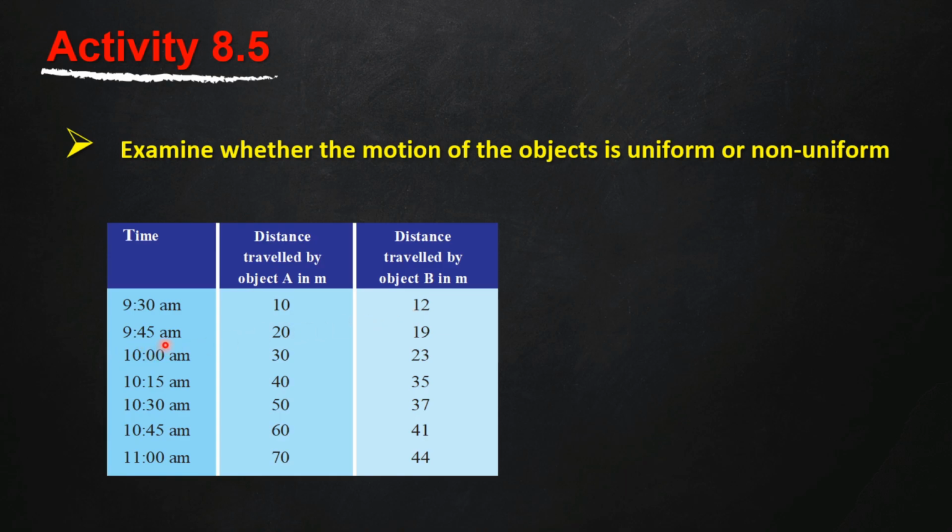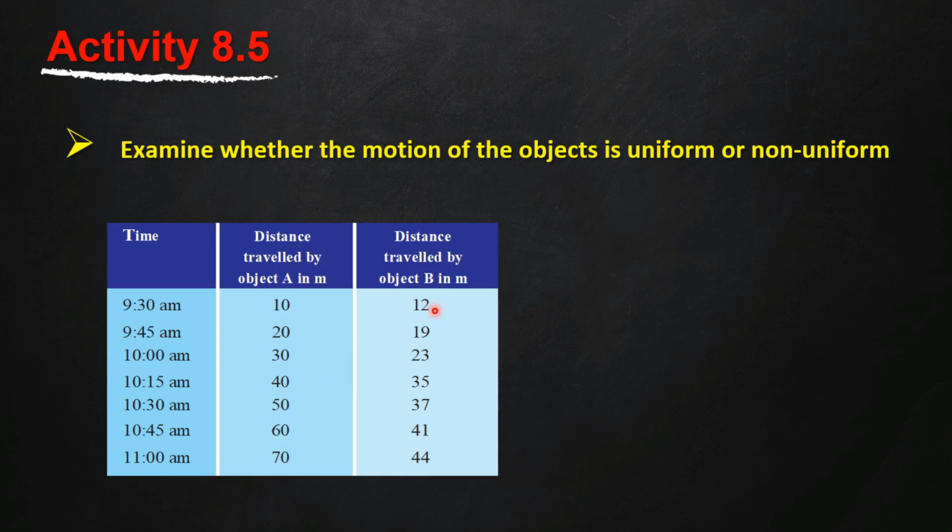At 9:45, that means after 15 minutes, object A is at 20 meter and object B is at 19 meter. That means the distance covered over here is 10 meter and over here it will be 19 minus 12, coming out to be 7 meter. Now, after 15 minutes, again the object travels 10 meter more. Again, after 15 minutes, 10 meter more. See here, the difference in the interval is of 10 meter.